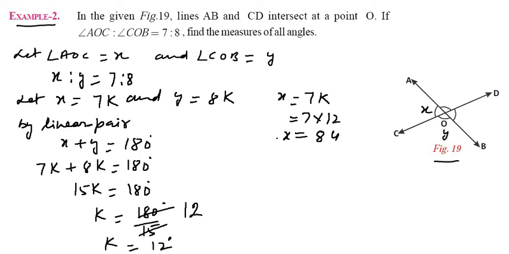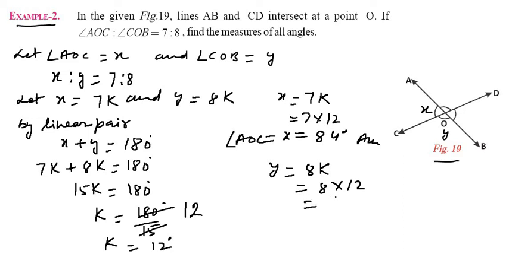So 84. And that angle is AOC. So 84 degrees. So that will be your answer. Now y is equal to which one? It is 8k. So put the value of k as 12. So 8 into 12 is 96 degrees. So y, as you know, the angle of COB is equal to 96 degrees. So that will be your second answer.